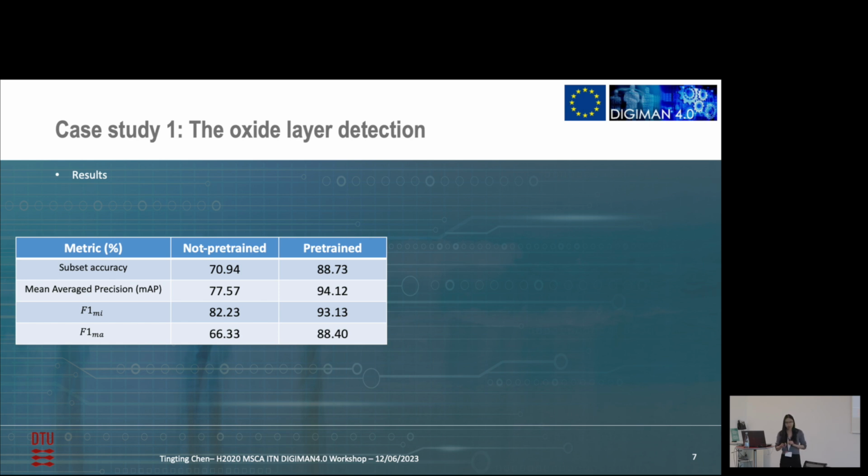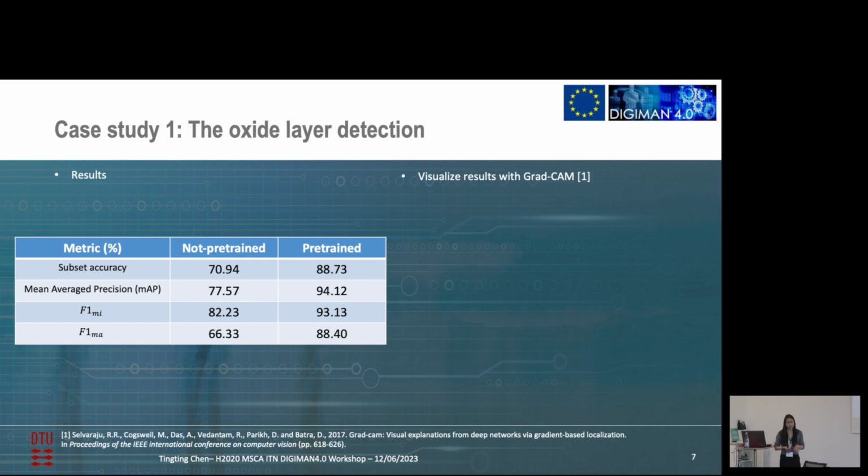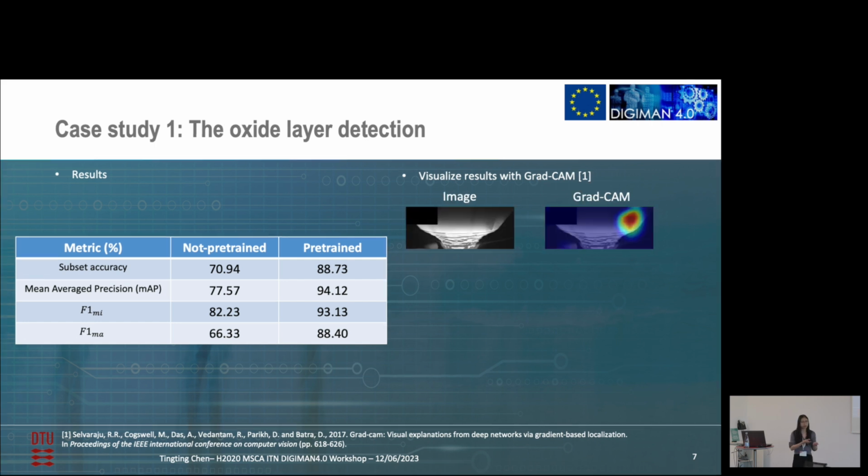So we try to inspect model behavior with a saliency-based method, Grad-CAM, which can help us know whether the model has really learned. And with this tool, it can point out which features are of interest for the outputs.